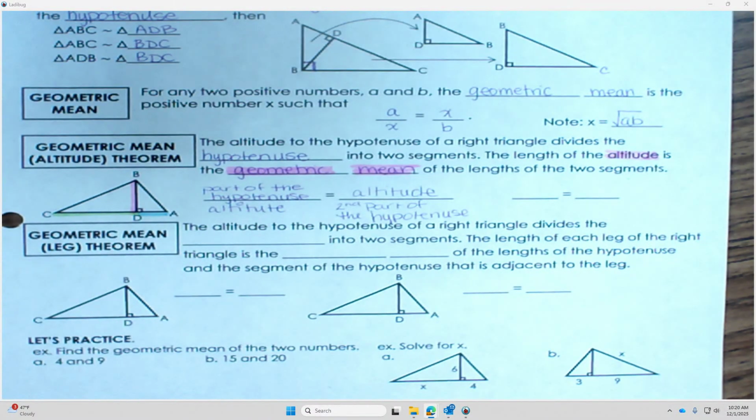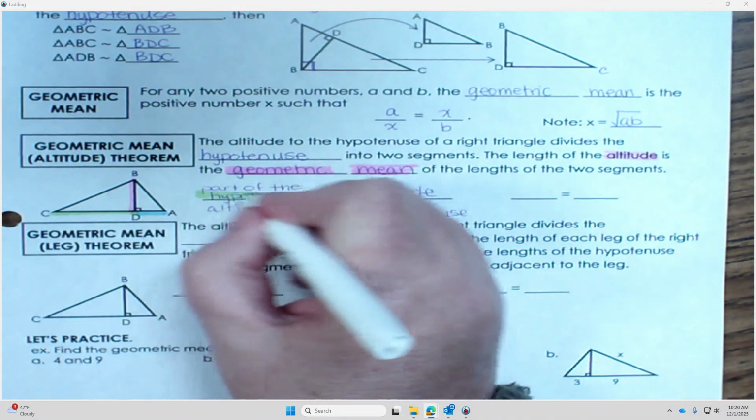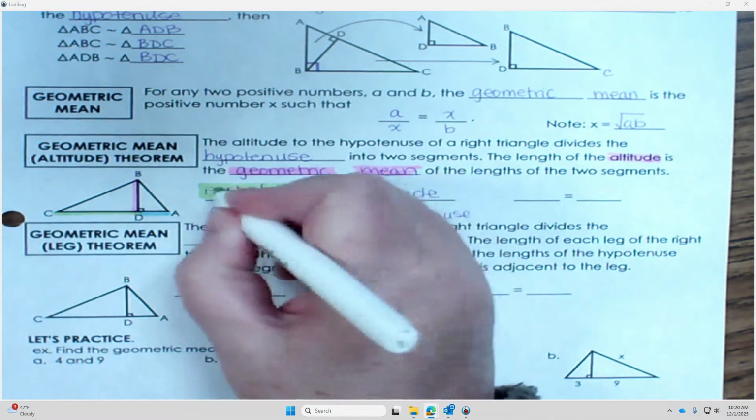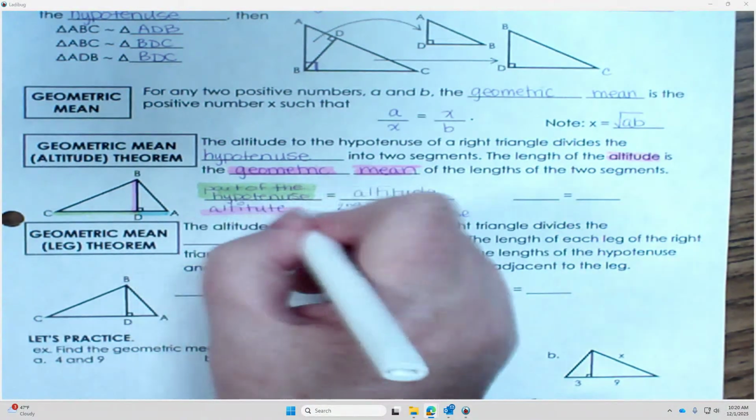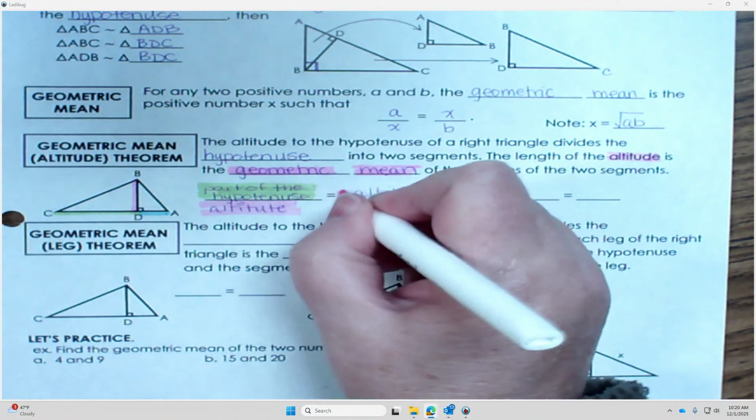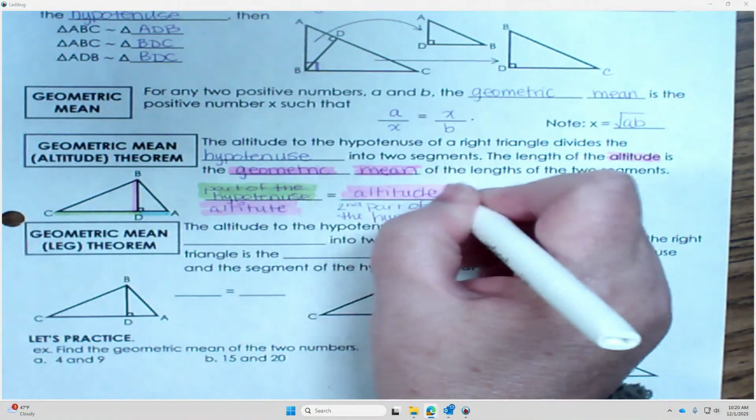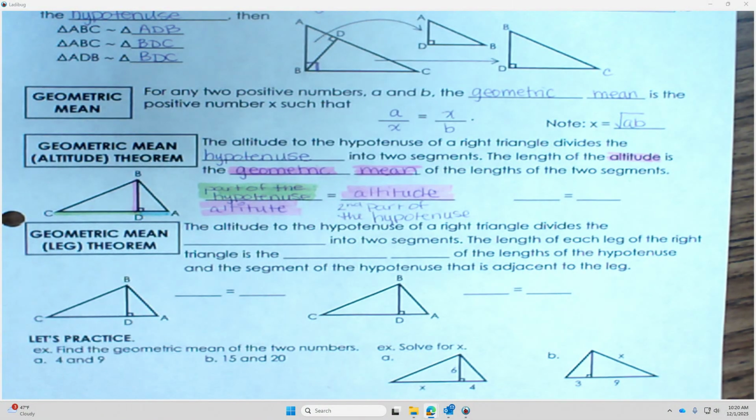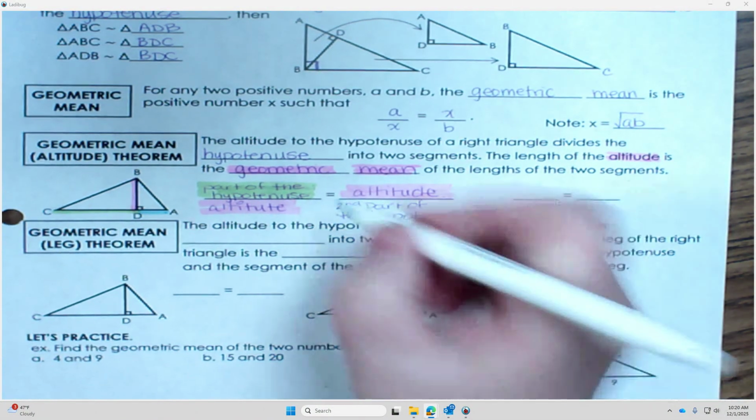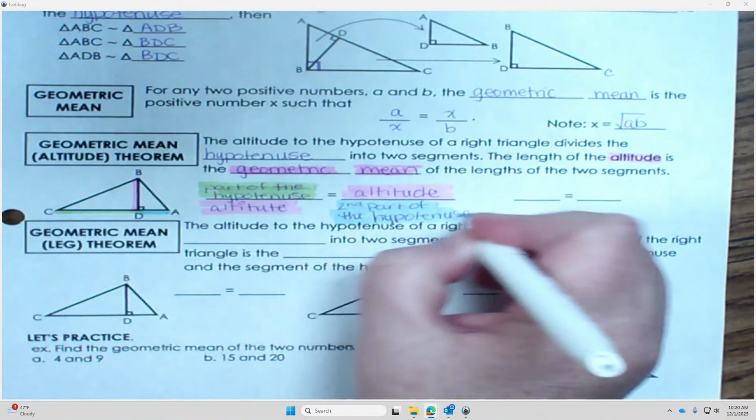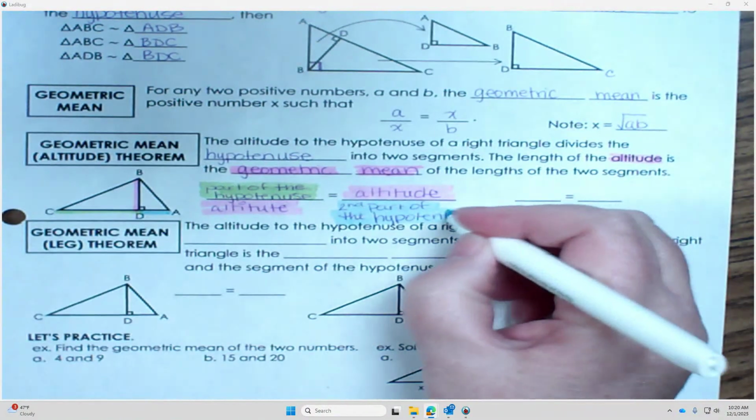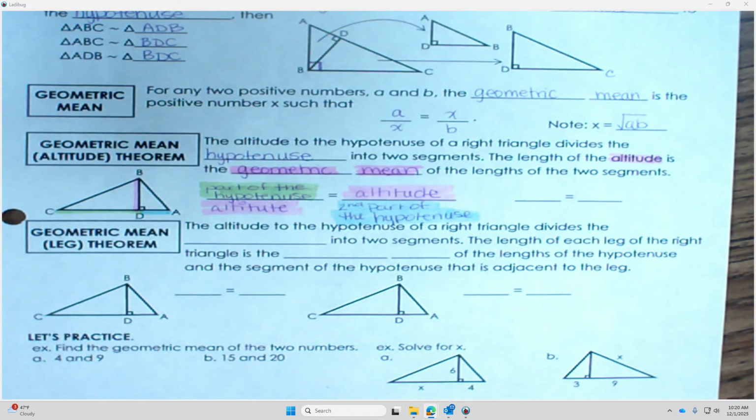So I'm going to go ahead and make my part of the hypotenuse, my CD, green. Okay. And then once again, my altitude is pink, which is my geometric mean. And that's over the second part of the hypotenuse, which is my blue DA or AD. Okay.